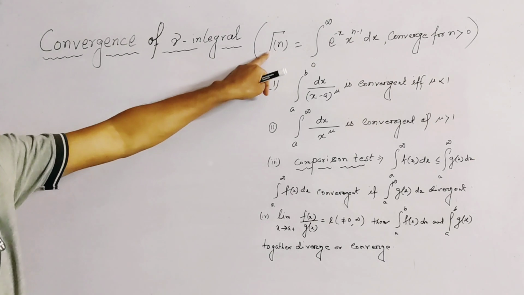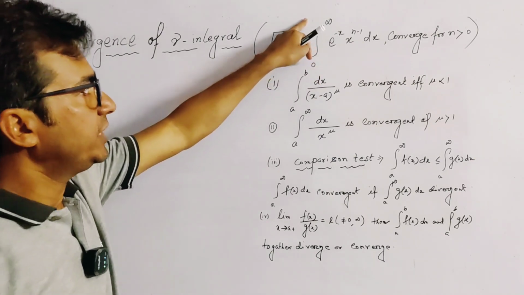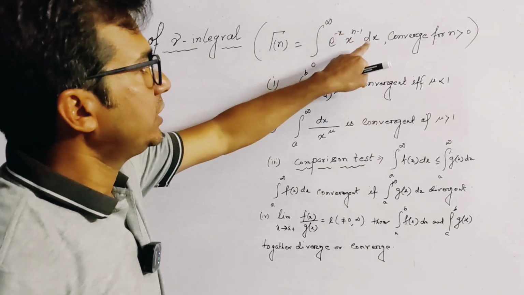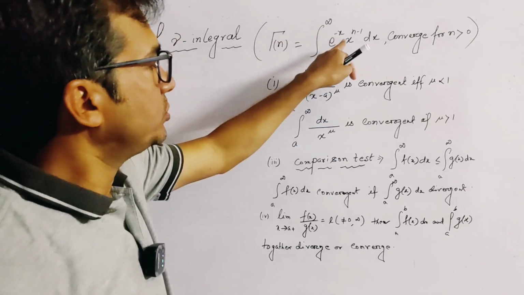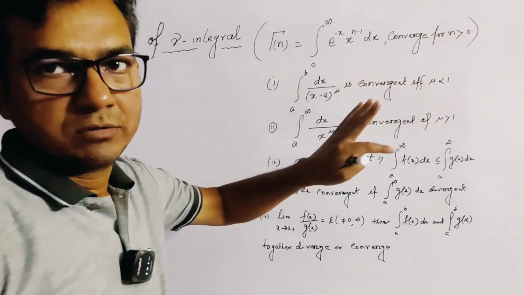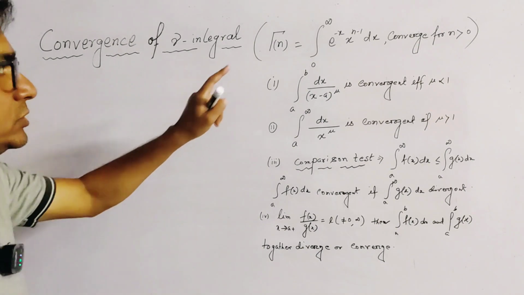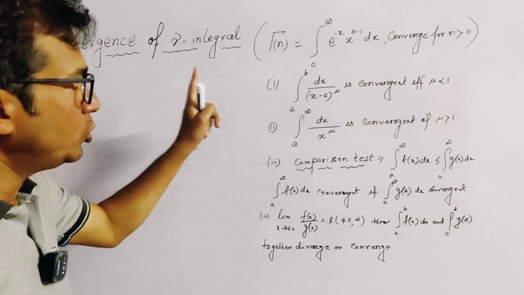This is the symbol of gamma. This is equal to the integration 0 to infinity e to the power minus x into x to the power n minus 1 dx. And we try to prove this integration is convergent for n greater than 0, otherwise not convergent. To prove the convergence of the gamma integral, we use 4 results.